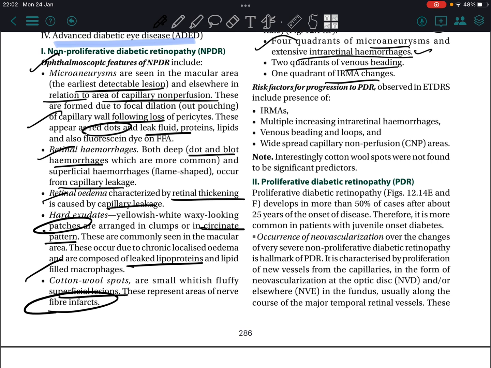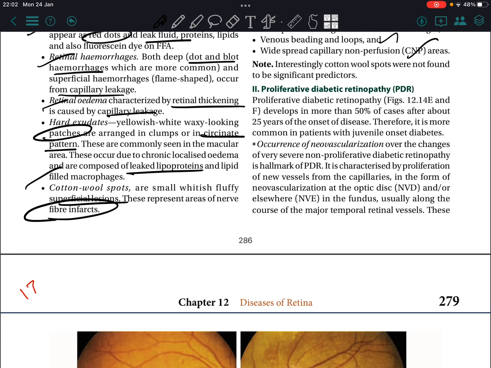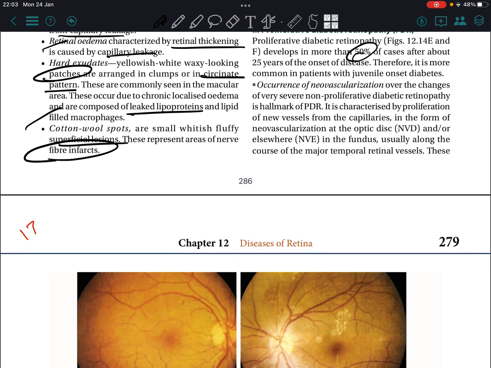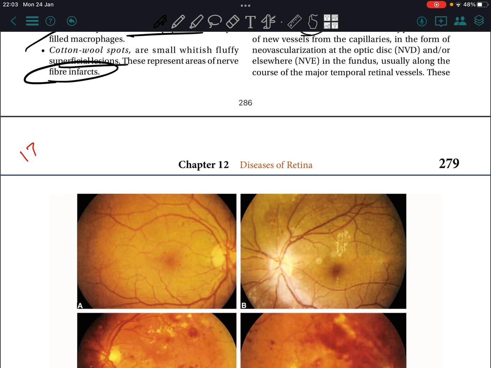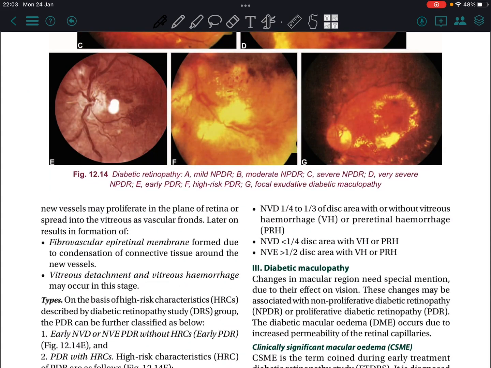Risk factors for progression to PDR observed in ETDRS include presence of IRMA, multiple increasing intraretinal hemorrhages, venous beading loops, and widespread capillary non-perfusion areas. Proliferative diabetic retinopathy develops in more than 50% of cases after about 25 years of onset of disease. Therefore, it is more common in patients with juvenile onset diabetes. Occurrence of neovascularization over changes of very severe non-proliferative diabetic retinopathy is the hallmark of PDR. It is characterized by proliferation of new vessels from capillaries in the form of neovascularization at the optic disc or elsewhere in the fundus, usually along the course of major temporal retinal vessels.